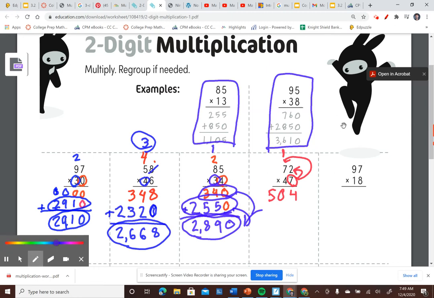And now we're going to do 4 times 72, or 40 times 72 is really what it is. So I'm going to put my 0 here as my placeholder in my 1 spot, which we already did our 1s, right? We did 7 multiplied by 72. So now we're doing 40 multiplied by 72. 4 times 2 gives us 8. 4 times 7 gives us 28.